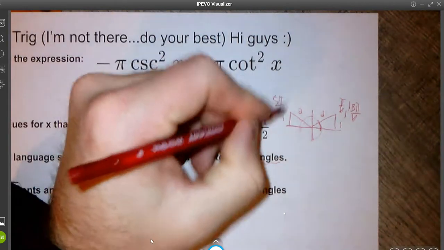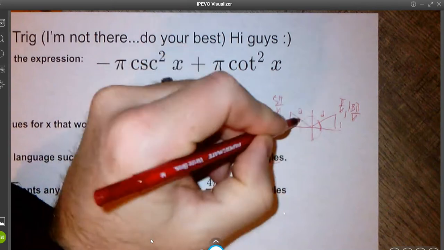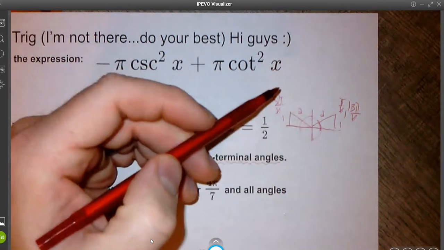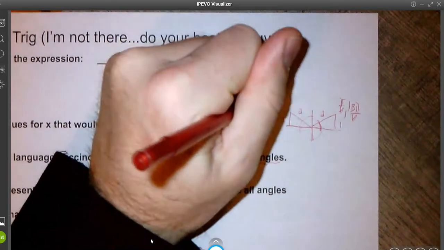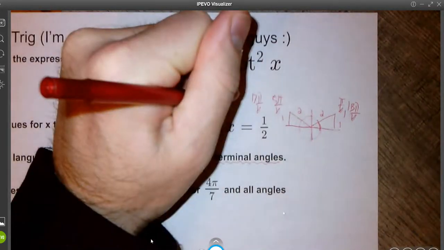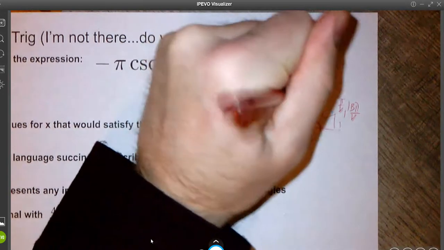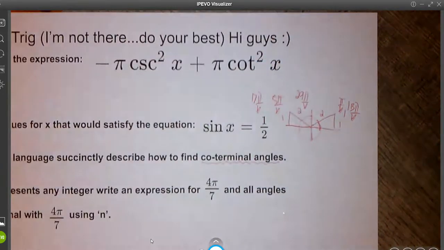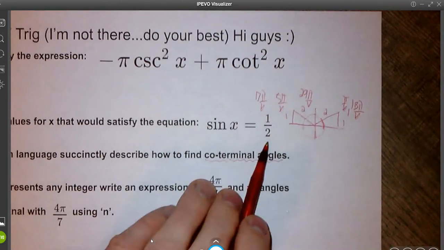Well, 5 pi over 6 would work, and anything coterminal with 5 pi over 6 would work. So I could just add 12 pi over 6 to that as many times as I want. 17 pi over 6, 29 pi over 6, so on and so forth. I can get an infinite number. I can keep going around the circle over and over and make this happen. So we listed 3.